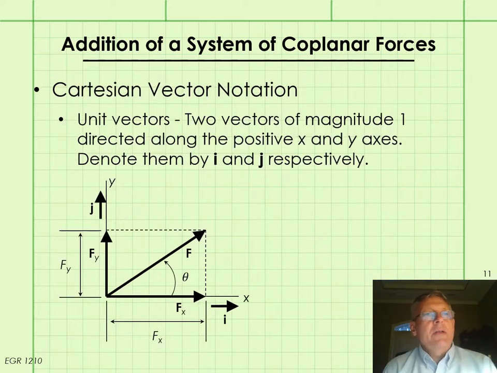Now that we know how to calculate the scalar components of a force vector, let's look at how we can express a force as a Cartesian vector using Cartesian vector notation. To do this, we're going to make use of unit vectors, which are two vectors of magnitude 1, directed along the positive x and y axes. And we're going to denote them by i and j respectively. i is a unit vector along the x-axis, j is a unit vector along the y-axis. If we're writing these by hand, we would write i with a circumflex over it to designate that it's a unit vector, and j with a circumflex over it.